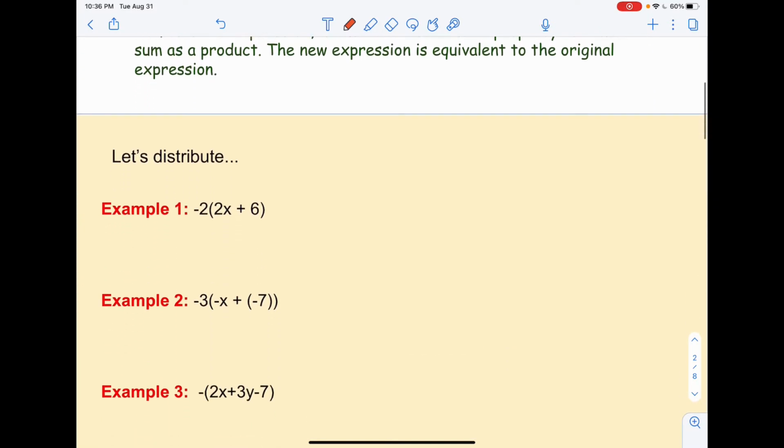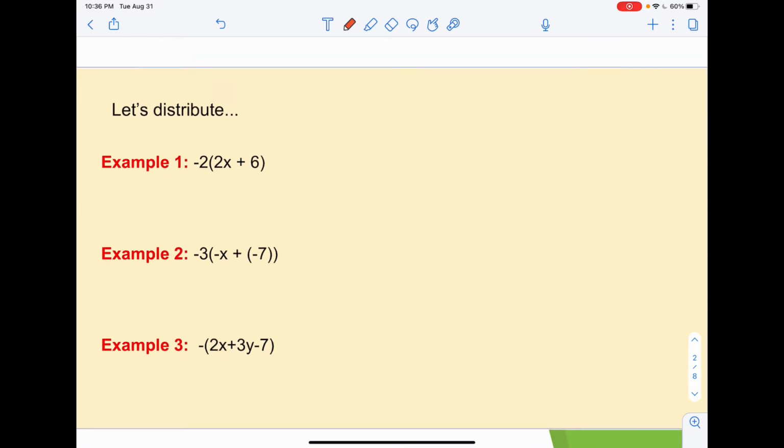Let's do some examples. Let's distribute negative 2 over 2x plus 6. Negative 2 times 2x will be negative 4x. Negative 2 times 6 will be negative 12. Negative 3 times negative x will be positive 3x. Negative 3 times negative 7 will be positive 21. So we're distributing negative 3 over negative x, and we're distributing negative 3 over negative 7.